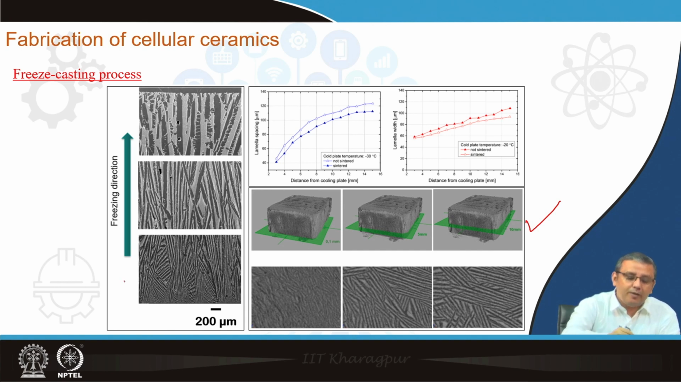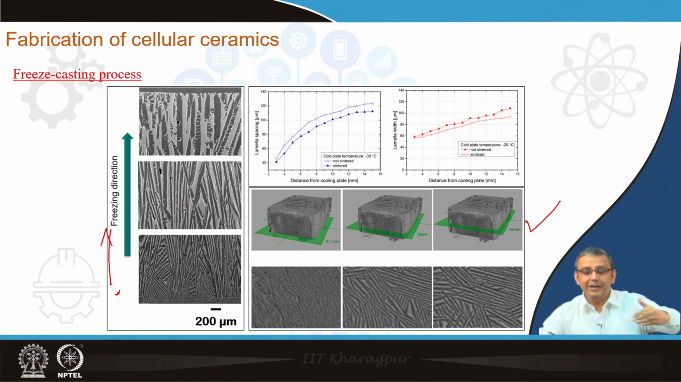But as we move from top to bottom, as is being shown over here, initially we have a very fine structure as we just mentioned, and as we move upward in this direction, you see the structure becomes more and more open and it becomes a coarse pore structure. And at this surface, in a direction normal to the ice crystal growth, you have such a very nice lamellar structure.